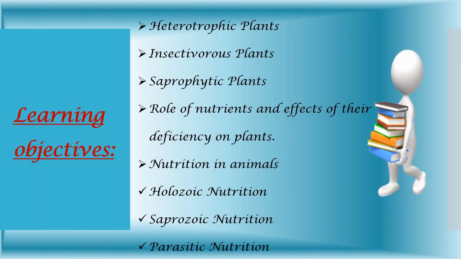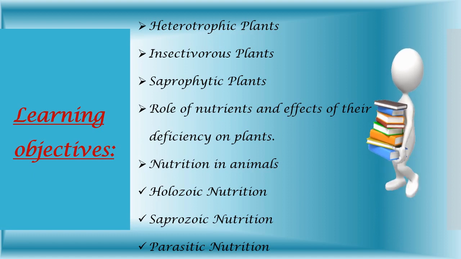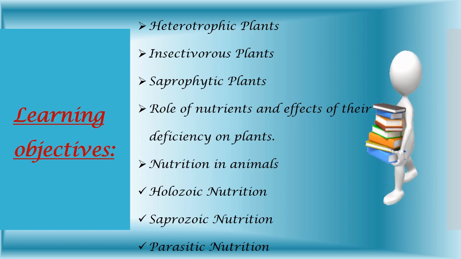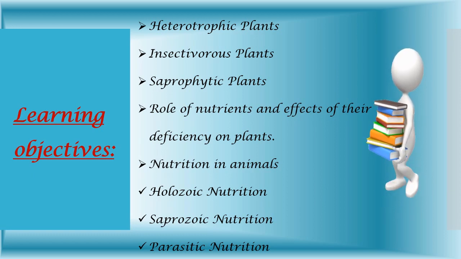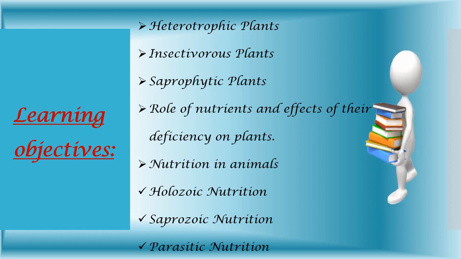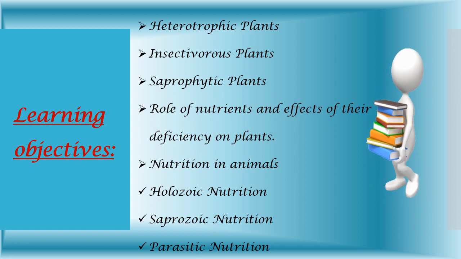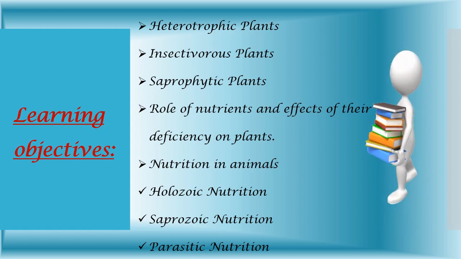Now let's see what are the learning objectives for Module 2. So students, in this module, you will be learning about heterotrophic plants, then insectivorous plants, saprophytic plants, then what are the role of nutrients and effects of their deficiency on plants. Then you will be learning about nutrition in animals, and the three types of nutrition in animals are Holozoic Nutrition, Saprozoic Nutrition and Parasitic Nutrition.